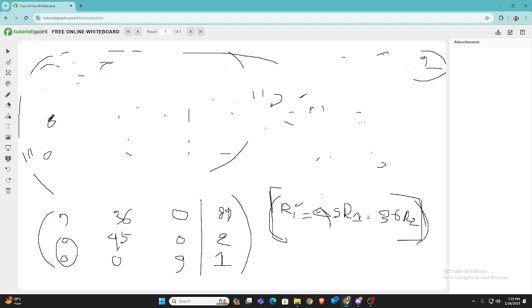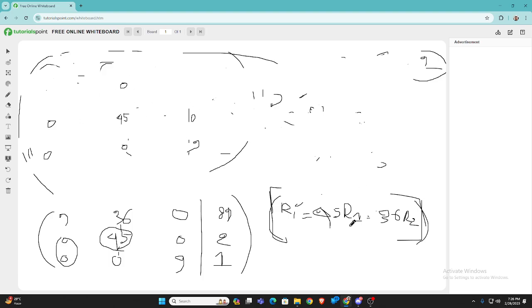0 0, 45, 0, 0, and 9. Now notice what I have said. If we are making everything up and down 0 of any pivot, then it's reduced row echelon form, right? Remember that while you're doing it, don't get lost. Alright, so it's already 0.